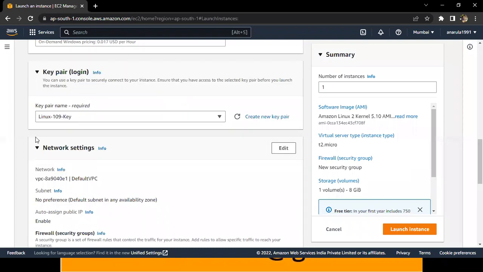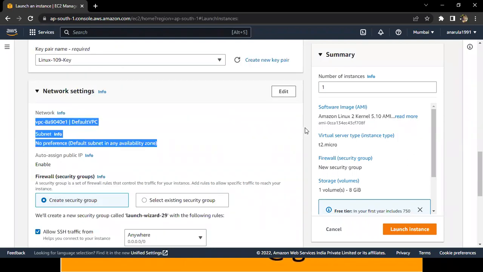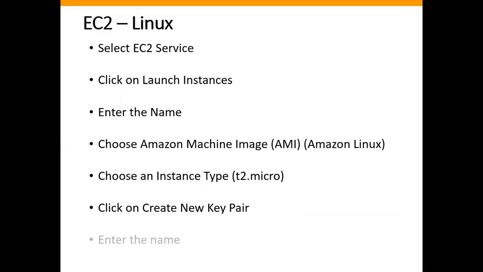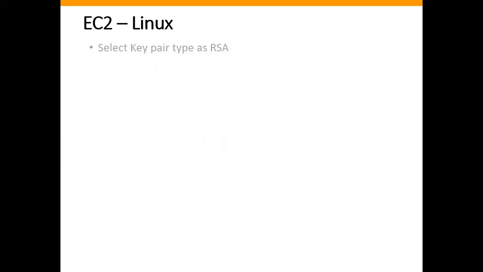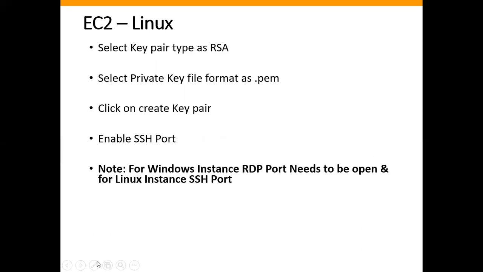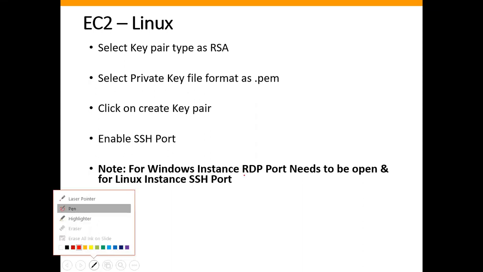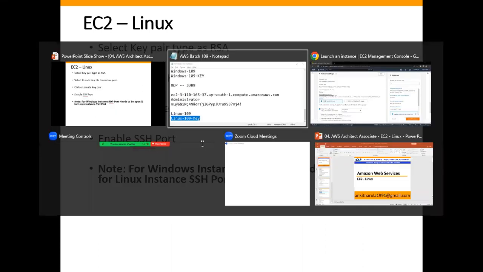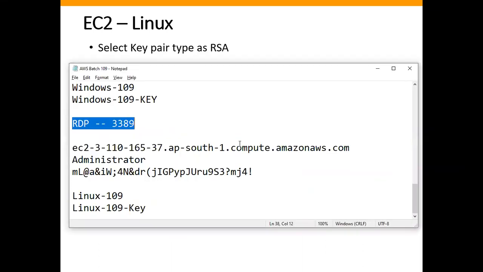Scroll down. Here we are not going to make any change. Now we need to select security. We need to select an existing security group, or we can create a new one. If you remember, we discussed it in the previous session. Whenever we want to connect to our Windows machine, we need to enable a port called RDP. Same way, whenever we want to connect to our Linux machine, we need to enable a port called SSH. And we have discussed that for RDP, the port number is 3389.